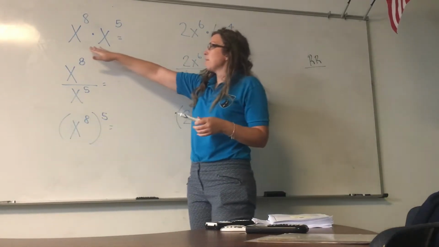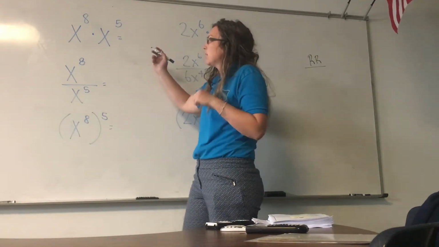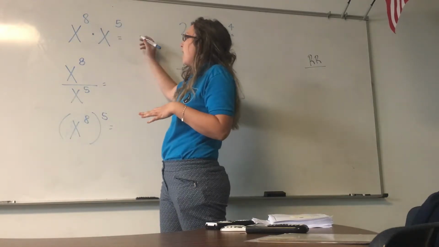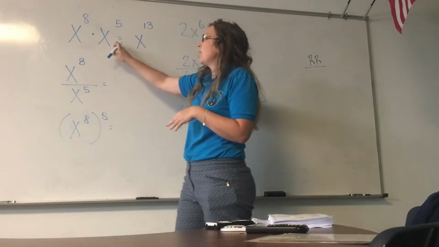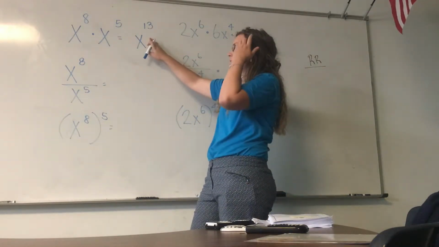Our first rule, if I am multiplying two things that have exponents, our shortcut is that we can add those two exponents together. 8 x's times 5 more x's means I have 13 x's altogether.